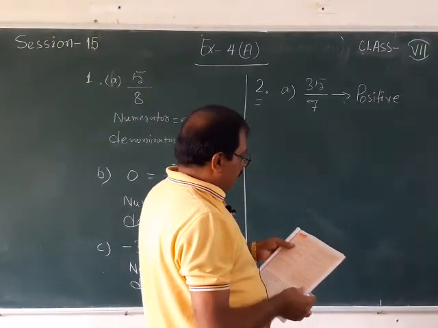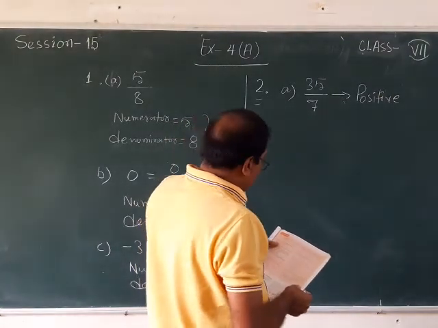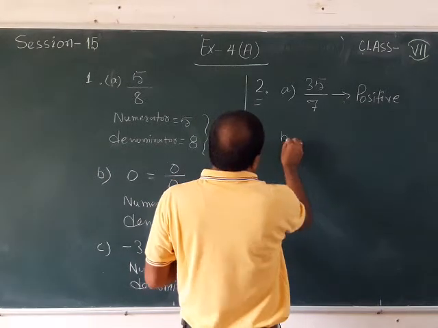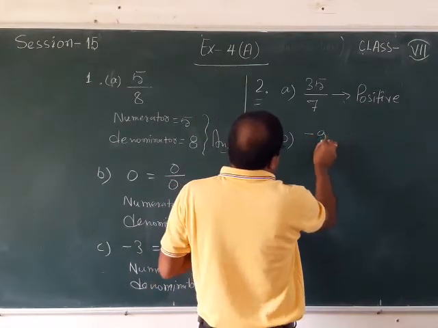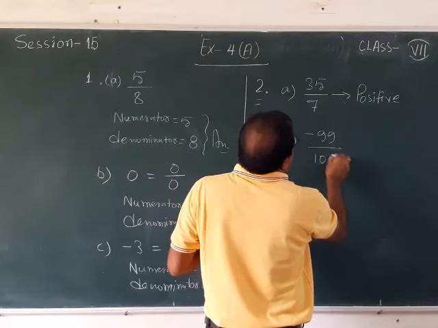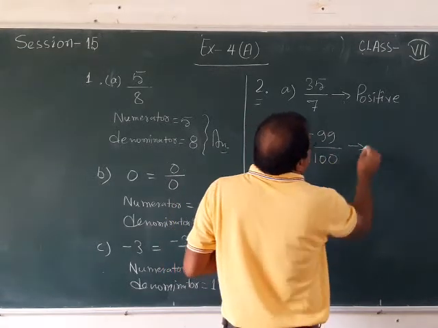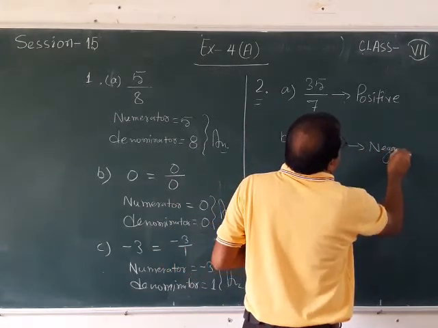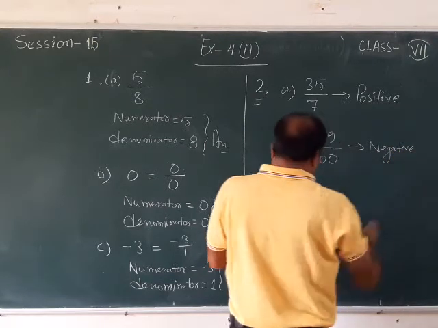Okay, it is a positive rational number. And if you can see a negative sign over there, you can write that it is negative. Suppose minus 99 upon 100, here you can see the negative sign is there. So you can write here it is a negative rational number.